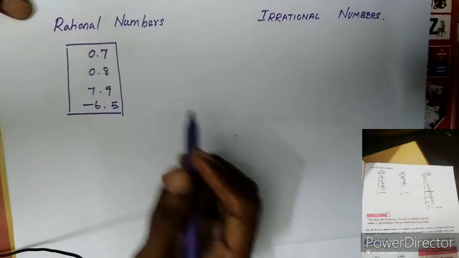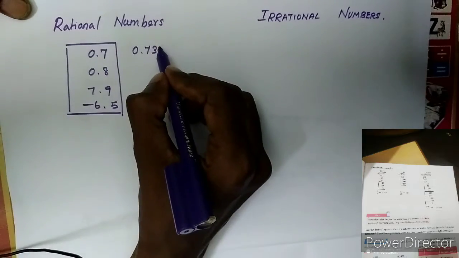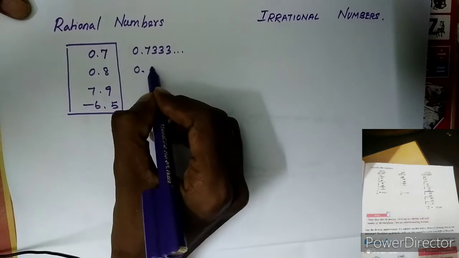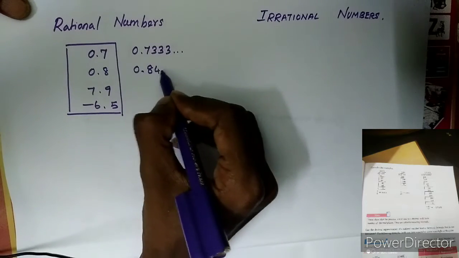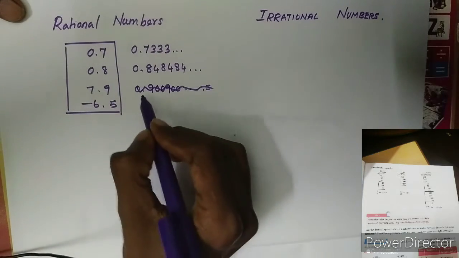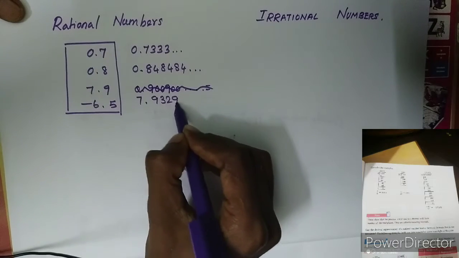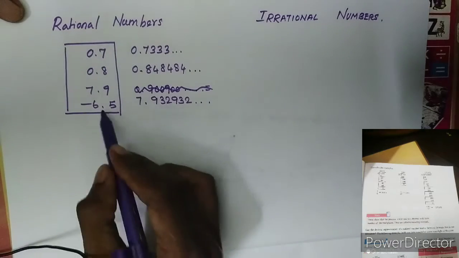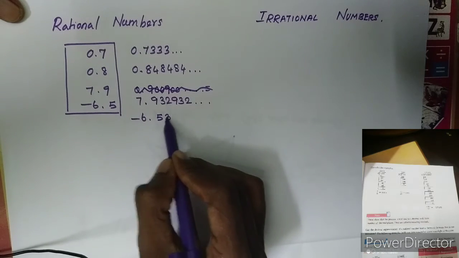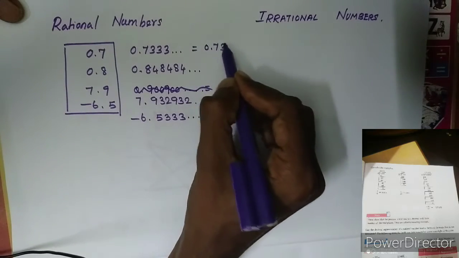And another kind of rational number: 0.733..., 0.84 84 84..., and the third, 7.932 932..., and the last one, minus 6.5333... So we can write it like 0.73 with a bar.